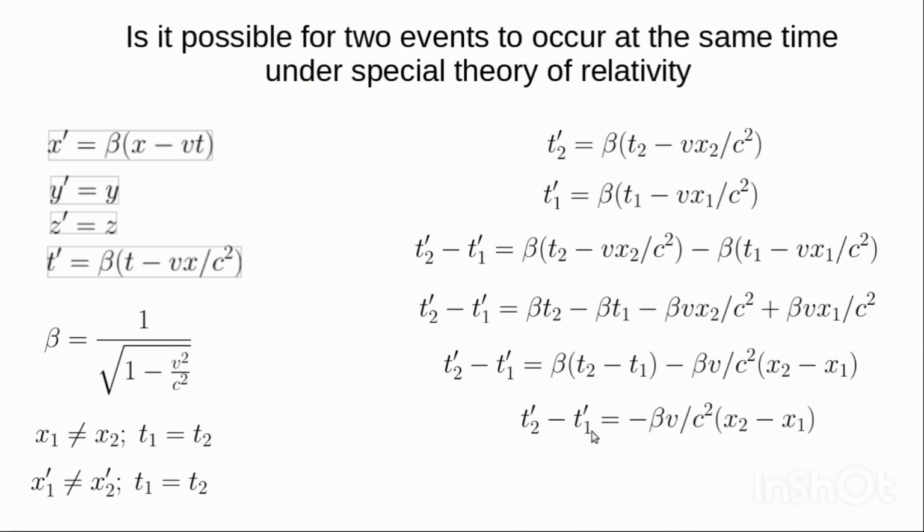So we have t2 prime minus t1 prime equal to minus beta v over c squared times (x2 minus x1). So since x2 minus x1 is not equal to 0, that means the time measured at event 2 minus the time at event 1 is not equal to 0. So we can now conclude that t2 prime minus t1 prime is not equal to 0, telling us that two events cannot happen at the same time under the special theory of relativity.